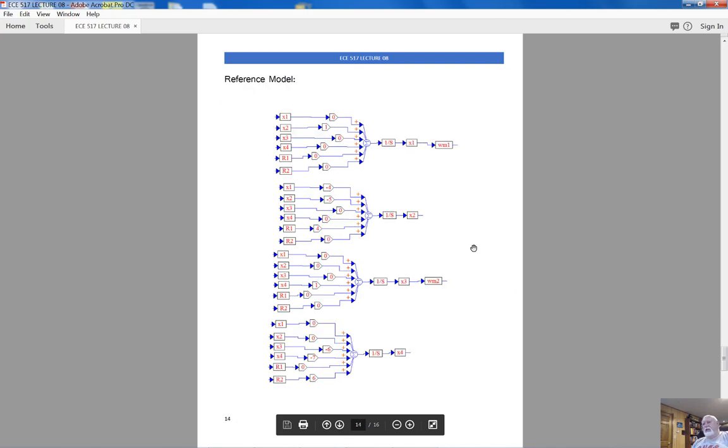The next what is done is the reference model. The reference model has four state variables. It has two reference signals. And all these elements consistent with the elements of the matrix A and matrix B of the reference model. And here are the state variables of the reference model. And the reference model also has two outputs, WM1 and WM2.